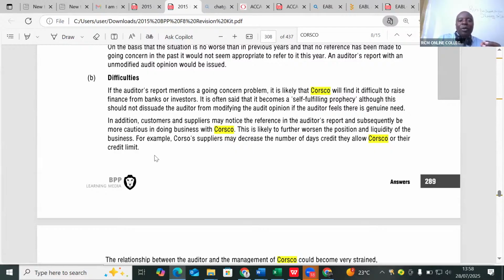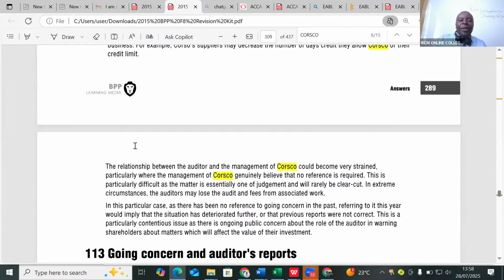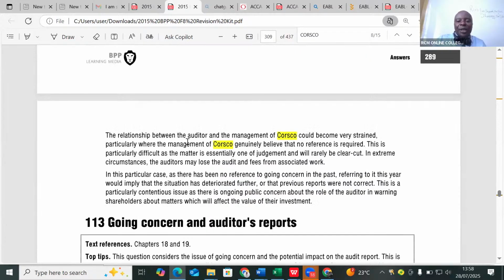For example, EHCo's suppliers may decrease the number of days' credit they allow EHCo or their credit limit. The relationship between the auditor and the management of EHCo could also be affected.